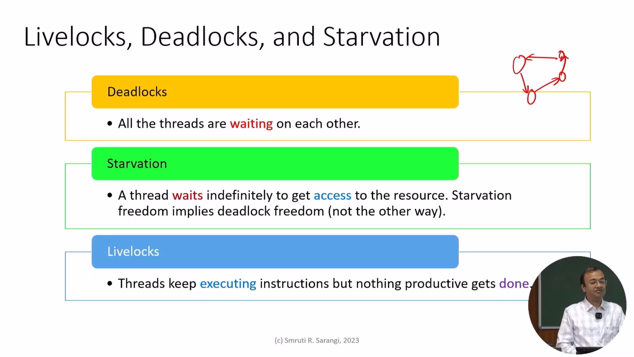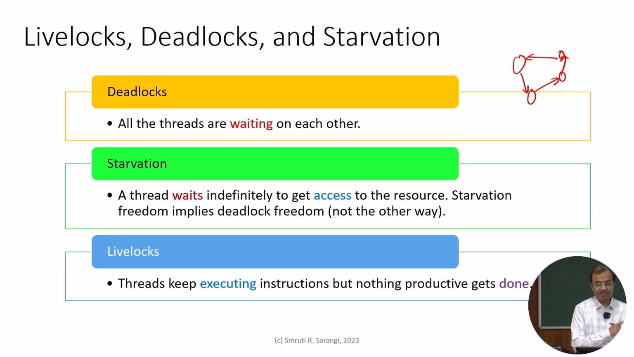Starvation in the case of dining philosophers would mean that, fine, you have a deadlock avoidance algorithm, but it's possible that one of those philosophers is still not getting both of his forks. For an indefinite or infinite period, the philosopher is not getting both forks. This situation is known as starvation. So starvation means it's not fair.